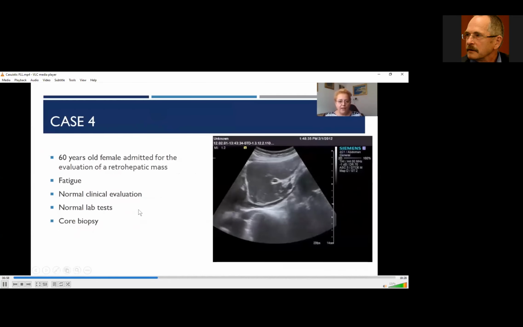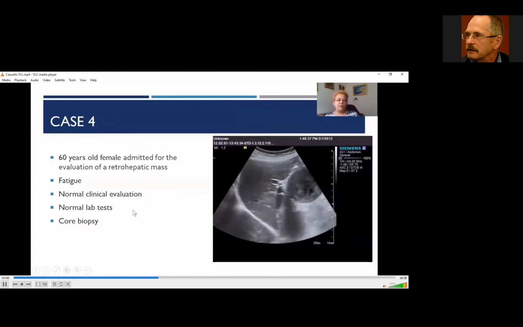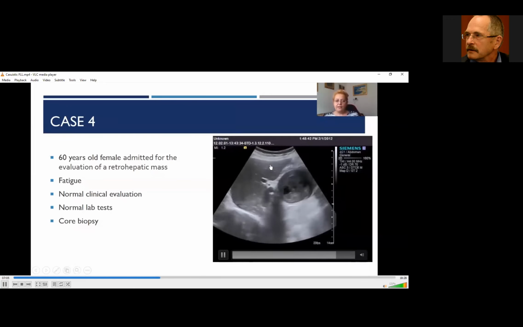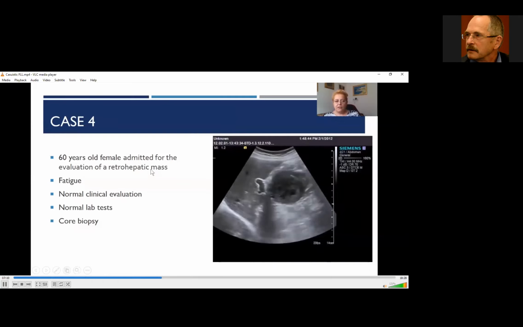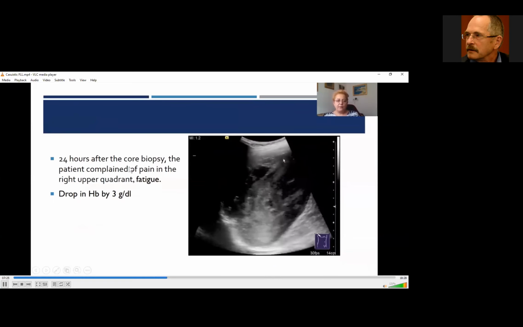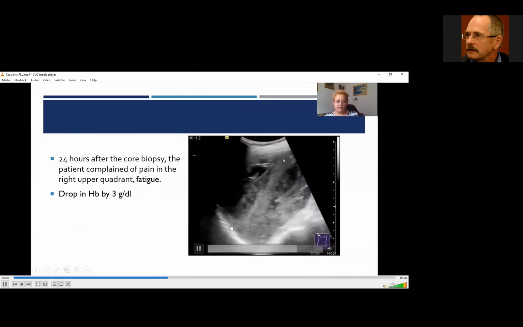The fourth case is of a female who was admitted for the evaluation of a retrohepatic mass. You see it here. This is the right liver lobe, and this is the mass. Her only complaint was fatigue. It was a normal clinical evaluation, a normal lab test, and for the diagnosis of this tumor, we decided to perform a core biopsy. 24 hours after the core biopsy, the patient complained of pain in the right upper quadrant and fatigue, and a drop in the hemoglobin levels by 3 grams.